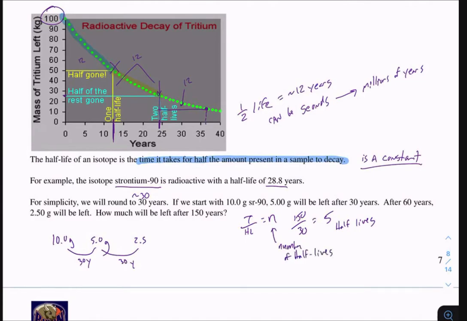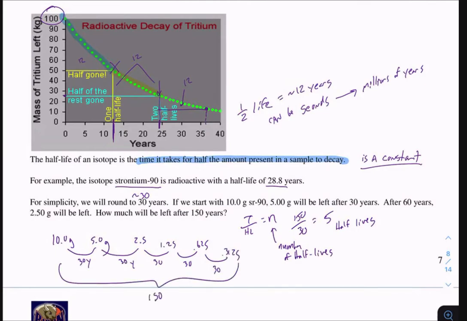Okay, so that means I'm cutting this in half 5 times. So 1.25 after another 30. This is going to be 0.625 after another 30. And then after another 30, maybe 0.3125. And that's a total of 150.